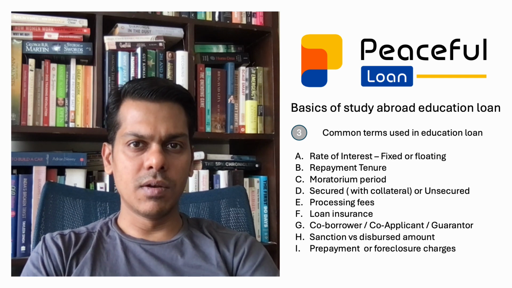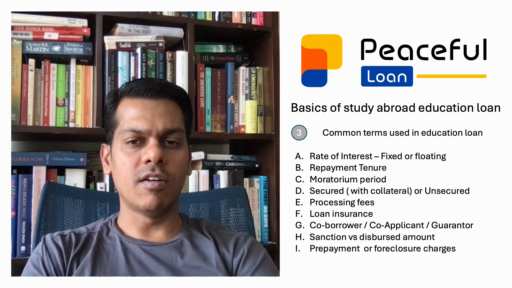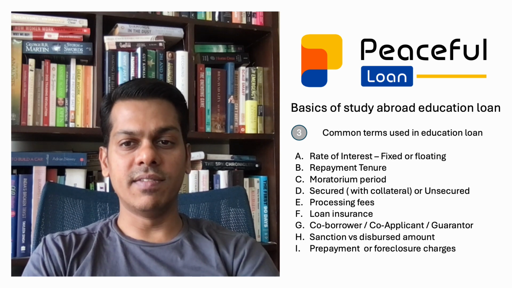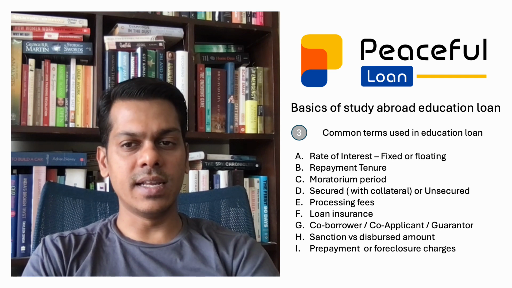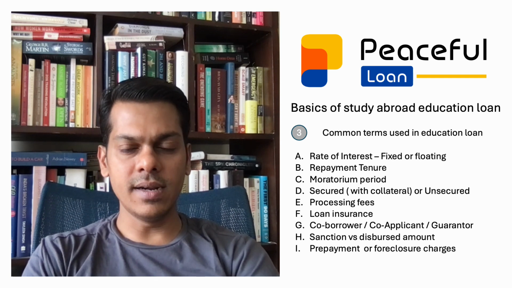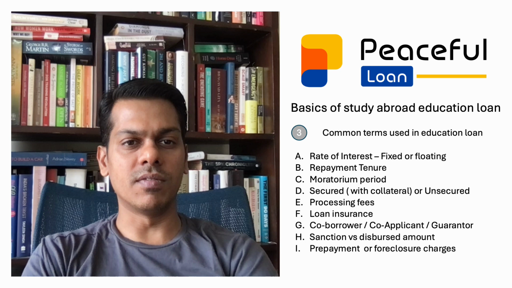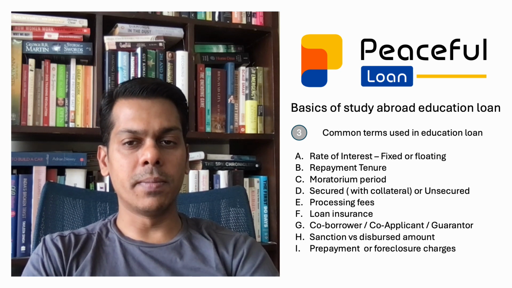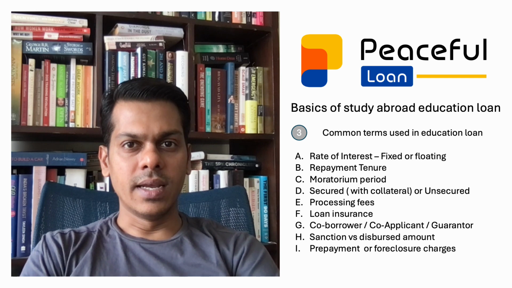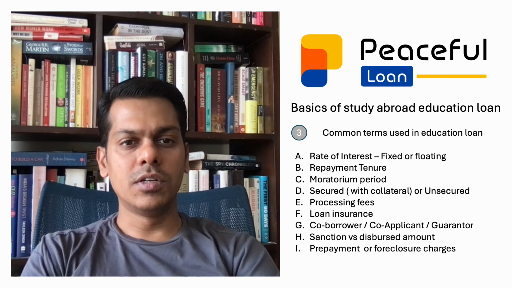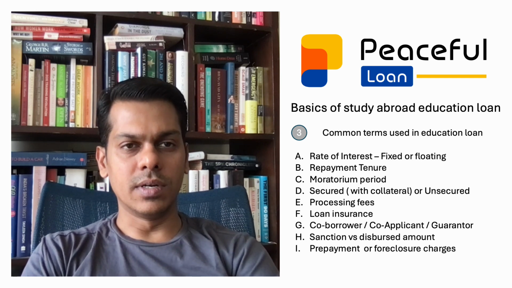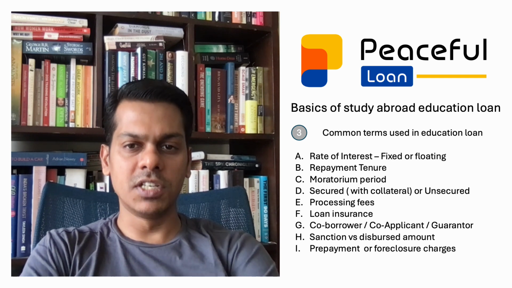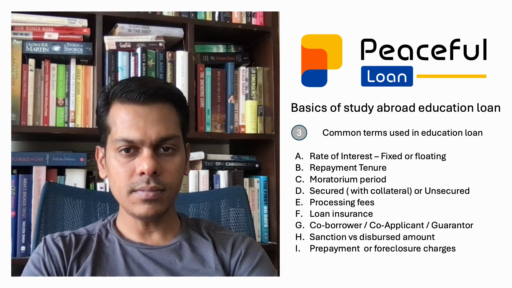Most of the education loans available in India would be of floating interest rate nature, which is actually very, very good for you because we are currently in a very high interest rate environment and interest rates are likely to go down from here on. Second term which is used is the repayment tenure. It is the time allowed to you to pay back this loan. It could range between 8 years to 15 years depending on which lender you're going for.